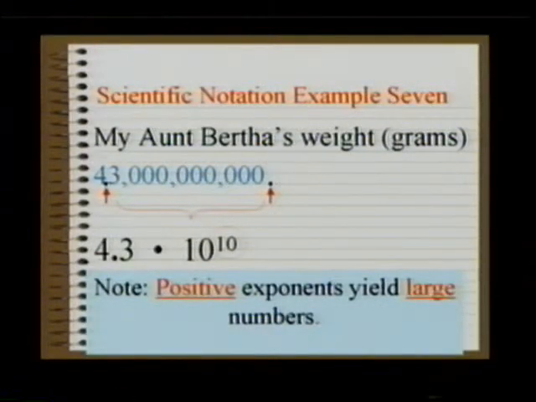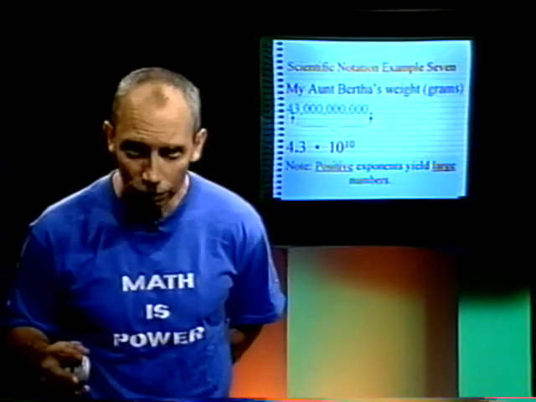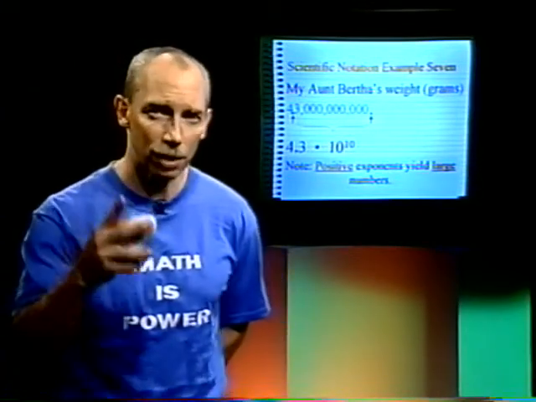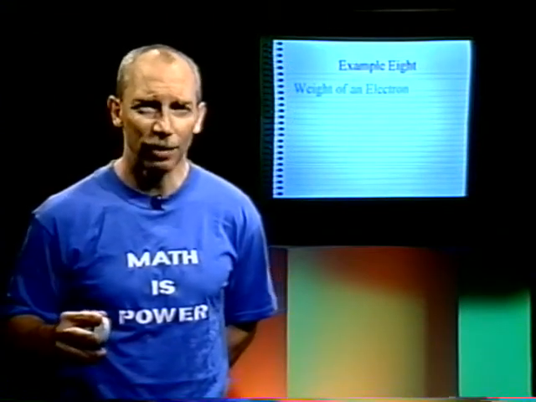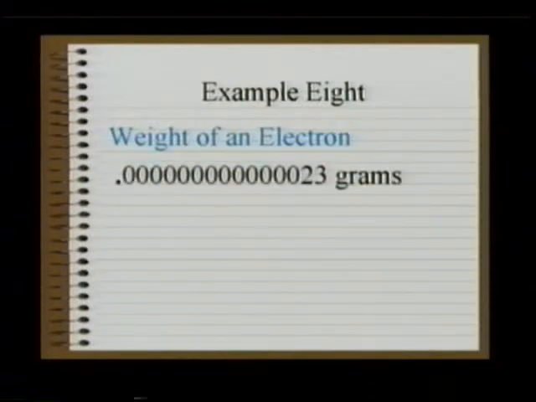Note, my Aunt Bertha, if you saw her, you would understand that this is a very large number. So you shouldn't be surprised that it is positive exponents. The weight of an electron, a teeny, meeny little electron, is this number. You'll be here all day writing zeros. So the shortcut is going to be 2.3 times 10 to the minus 14th.